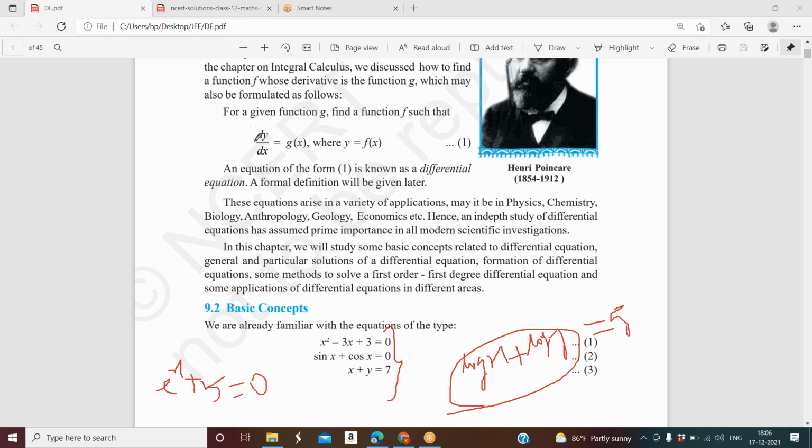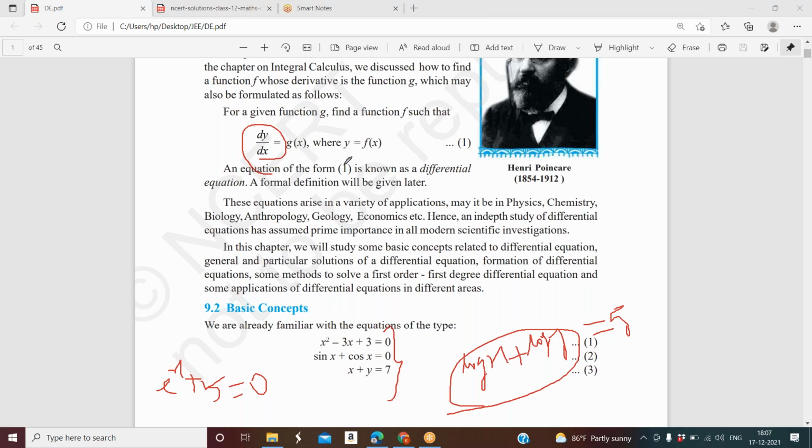A function y is changing with respect to another variable. Any function y, if it changes with respect to another variable x, then that is called the derivative of y, the derivative of y with respect to x. Any variable changing with respect to another variable is known as the derivative of y with respect to x.